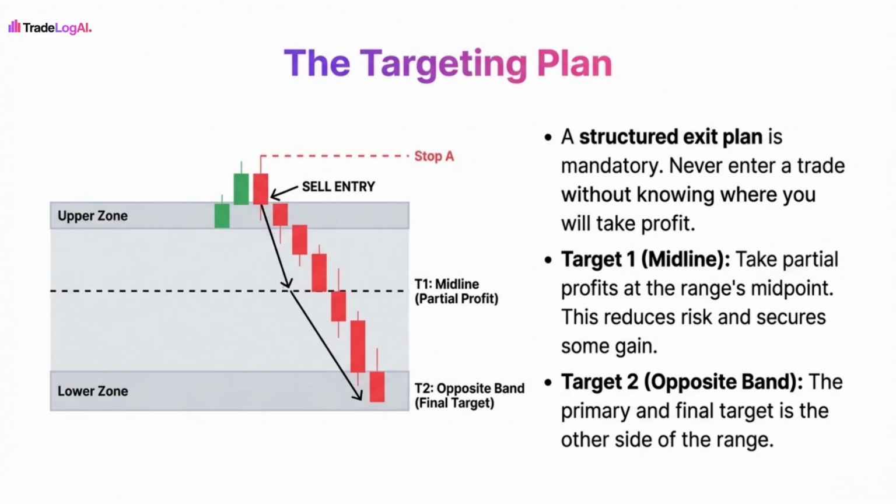A structure-based exit plan is mandatory. You should never enter a range trade without knowing where profits will be taken. Target 1 is the midline. Take partial profit there to reduce risk and lock something in. Target 2 is the opposite band. That's the primary final target in a normal range environment. This keeps your process consistent. You're not improvising exits. You're executing a plan.